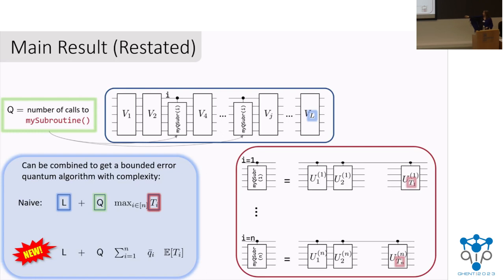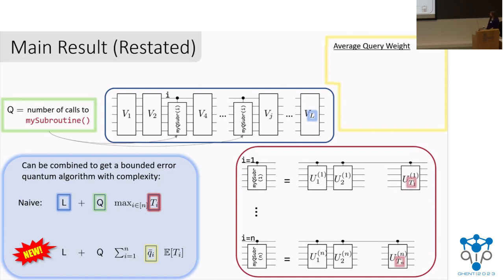And so we get a max here, and in our new composition result, we replace this maximum with some weighted average. It's not shown here, but we can also handle the case where the runtime of the subroutine is a random variable, and then we get an expectation here. So this is a weighted average, where this Q_i bar is something called the average query weight, which we can now define precisely.